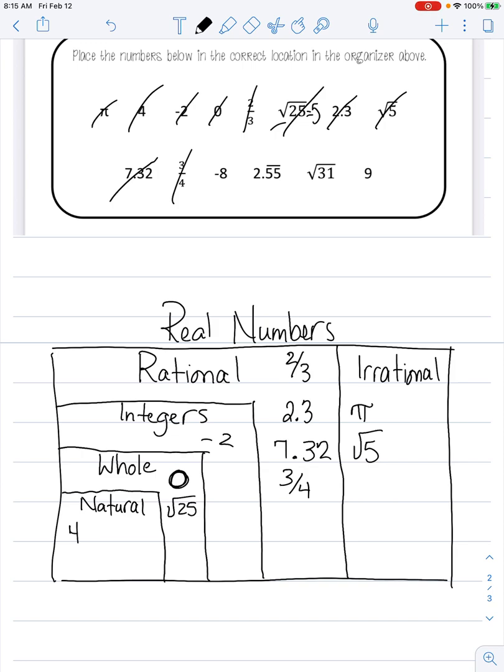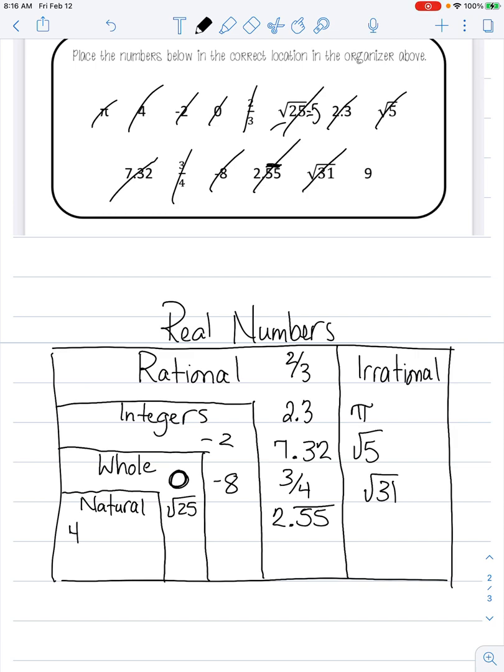-8, that is rational. Is it an integer? Yes. And we can't go down to whole because it's not a positive whole number. It's a negative whole number. So integers, -8, that's where that would go. Look at 2.55. This bar right here means it repeats. So that's going to be rational. Square root of 31. Is that a perfect square? No, the closest one is square root of 36 because 6 times 6 is 36. So square root of 31 is irrational.